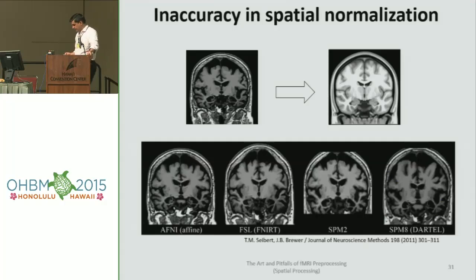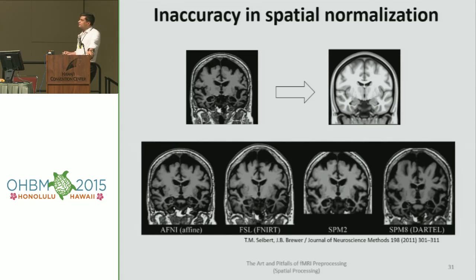Inaccuracy of it, this is an example from this paper. We have a subject, usually with a very special disease on the temporal lobe, and they're trying to register that to a template. These are the different techniques that they use, and they show the results. So these brains are supposed to look like this brain.